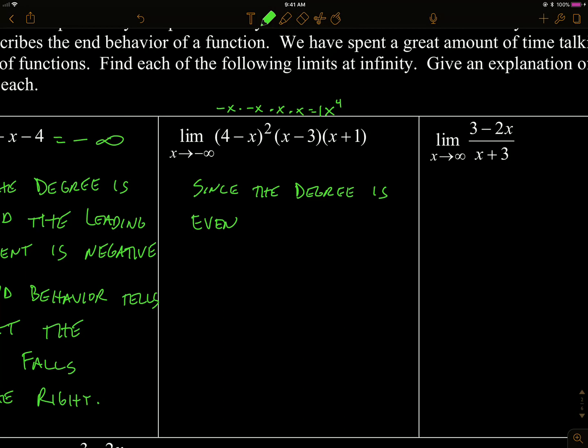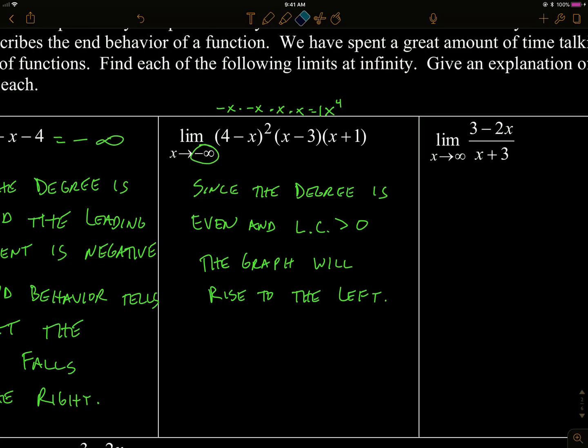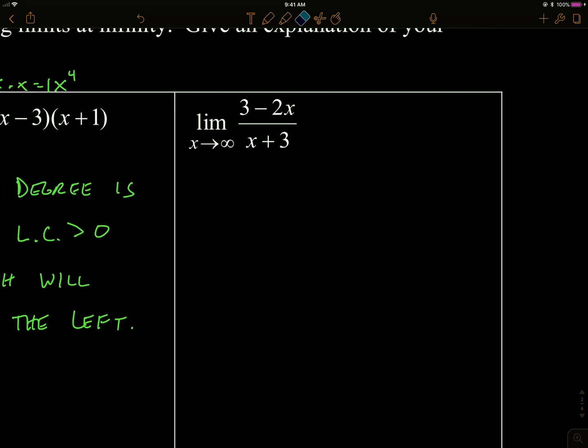So I'll say, since the degree is even, and LC is greater than 0, that's a neater way of saying the leading coefficient is positive, the graph will rise to the left. And it's left-hand side behavior because x is approaching negative infinity, so on the left side of the graph.